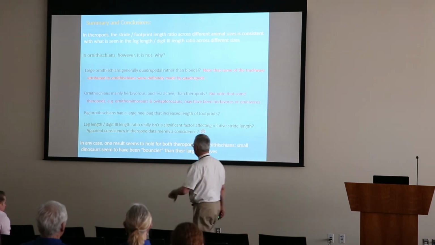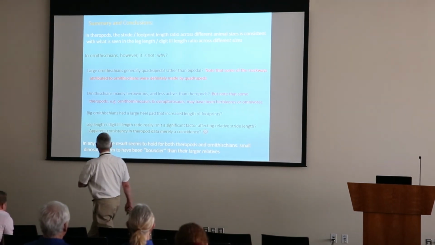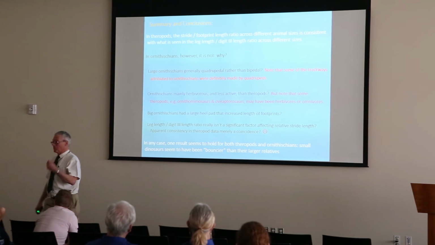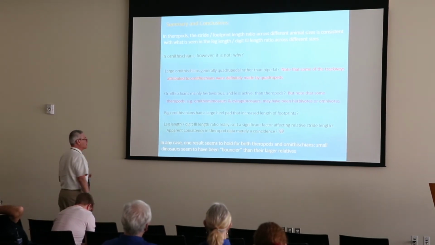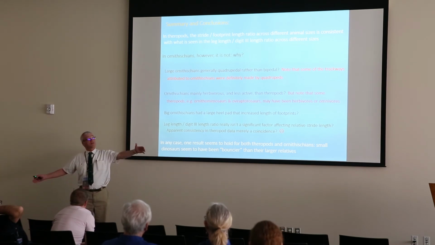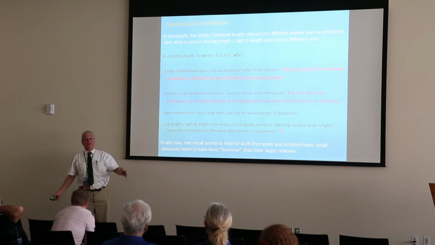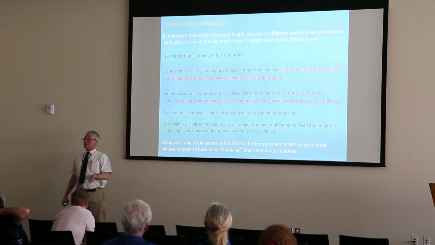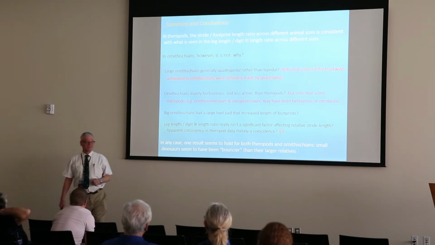But in any case, be that as it may, one result does seem to hold true for both theropods and the ornithischians. Small dinosaurs seem to take relatively larger step lengths than the bigger dinosaurs. They thus seem to have been bouncier than their bigger cousins. Thank you.